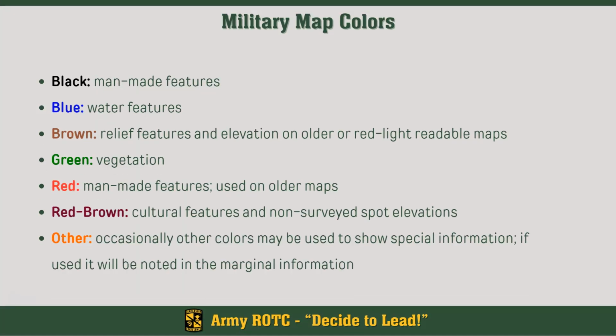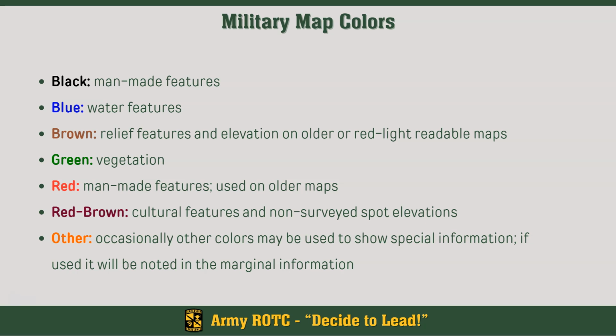Now, military map colors. These are pretty cut and dry. They're pretty basic, and a lot of them are kind of common sense, right? Now, on our military maps, every military map should follow this color designation. So anything that's in black is a man-made feature. Common sense would tell us that anything in blue is going to be a water feature. Brown designates relief features and elevation on older or even red light readable maps. Green, again common sense, shows your vegetation. So your trees, your brush, your just different foliage that might be found in that area.